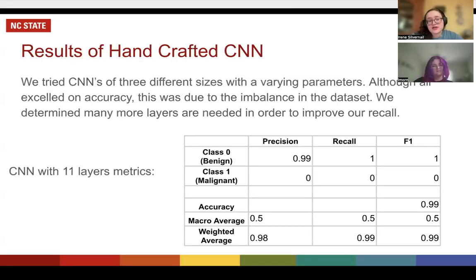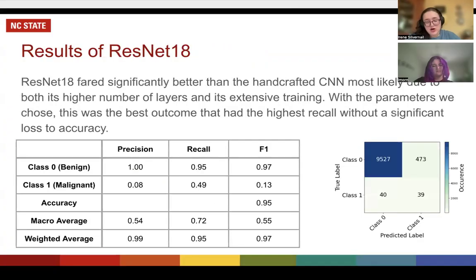The results of the handcrafted CNN were not ideal as the model learned that as most cases were benign, the accuracy would be best if it guessed benign every time. So instead of identifying malignant lesions, it automatically designated all images as benign. Because of that, we tried the ResNet model with the specific weights.